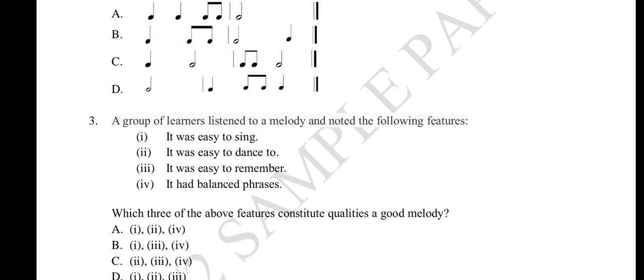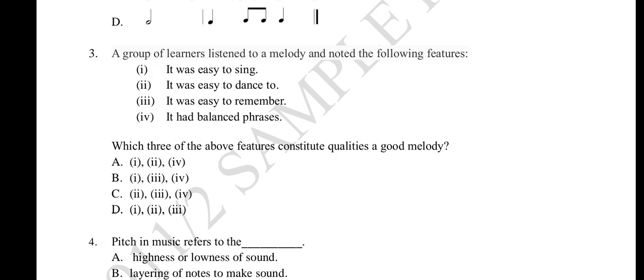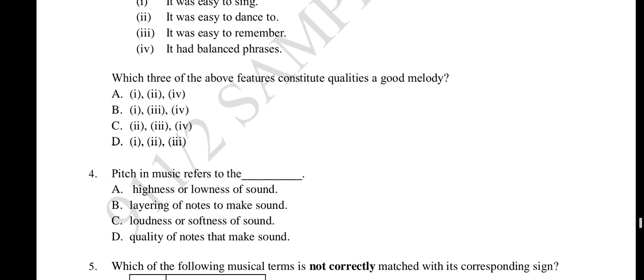Question number 3. A group of learners listened to a melody and noted the following features. It was easy to sing, it was easy to dance to, it was easy to remember, it had balanced phrases. Which of the above features constitute qualities of a good melody? Melody is all about singing, so we should not consider dancing. We eliminate number 2. The first one, easy to sing, correct. Number 3, correct. Number 4, correct. The correct answer is B, 1, 3, and 4.